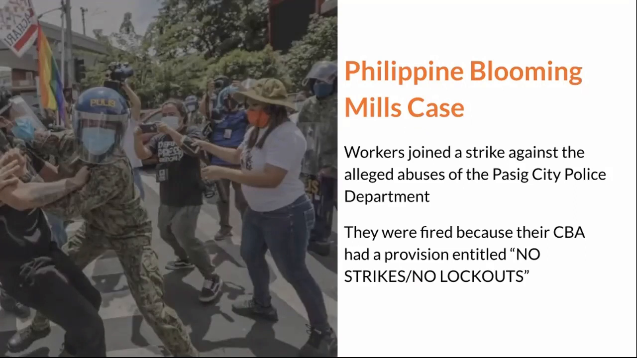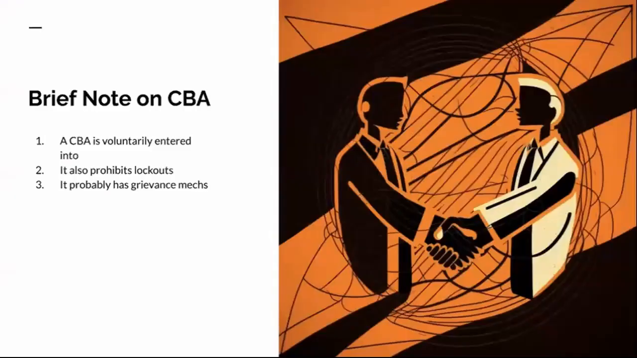And they were fired because their collective bargaining agreement had a provision entitled no strikes, no lockouts. So basically, what this means is since they participated in a strike, they violated the collective bargaining agreement, and that's why they were fired. Now, before you get mad and say to yourself, this is a bad provision in a collective bargaining agreement, how could there be no strikes? That would be like, if we were on Twitter, we would tweet something like that. Before you say that, consider the following.